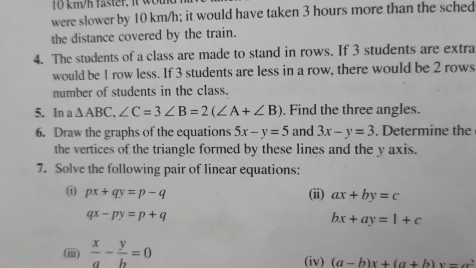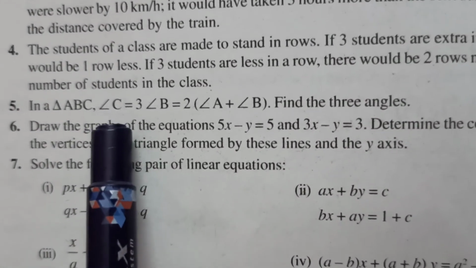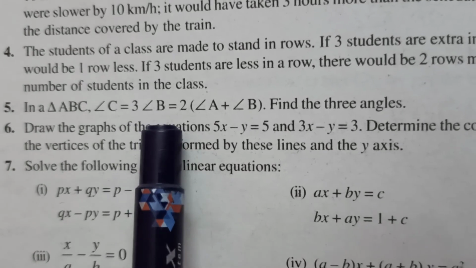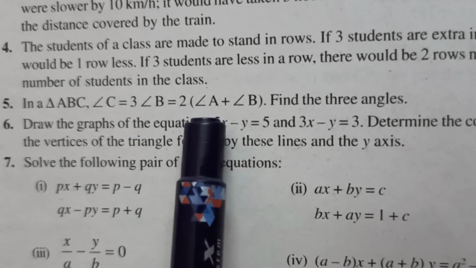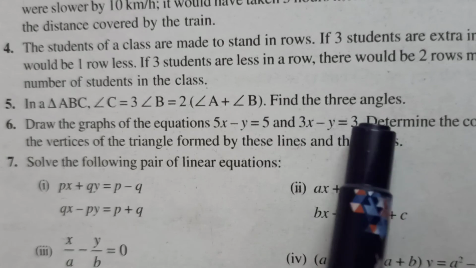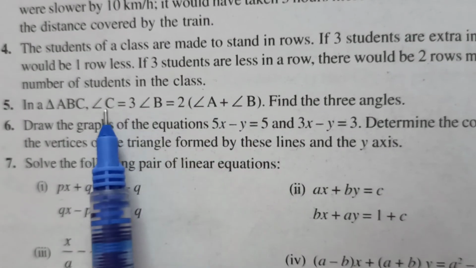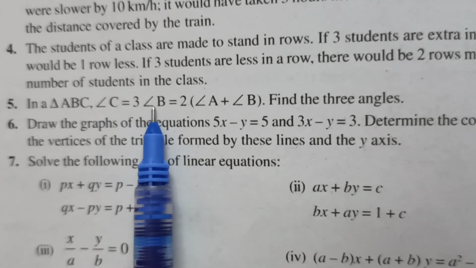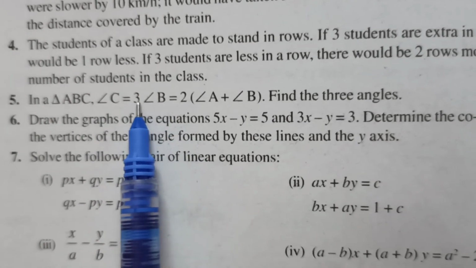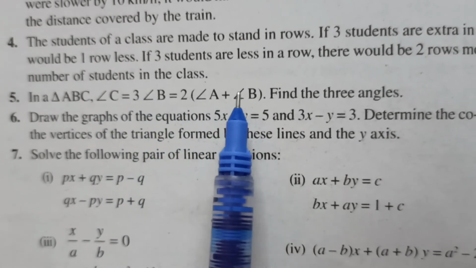Now moving on to the fifth question, another very important question of this exercise. In a triangle, angle C is 3 times angle B, which is equal to 2 times angle A plus B. Find the three angles. Now, one relation you will get from here: C is equal to 3 times angle B. Another: 3 angle B is equal to twice angle A plus B.